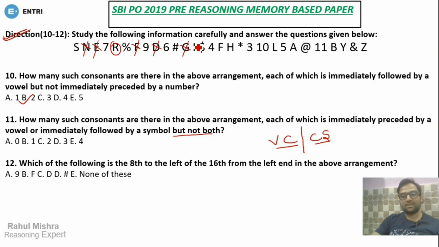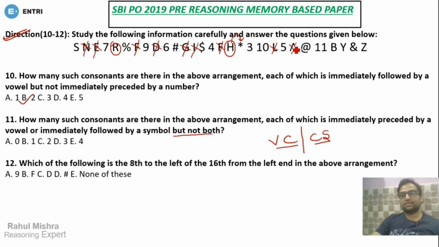I is a vowel. Just after the vowel, a consonant must be there. So this is not following the pattern. F is a consonant. Just after the consonant, a symbol must be there. No. And before the consonant, a vowel must be there. No. H is a consonant. After H, a symbol is there. So this is following the pattern. L is a consonant. It is preceded and followed by numbers on both sides. So it is not following the pattern. A is a vowel.